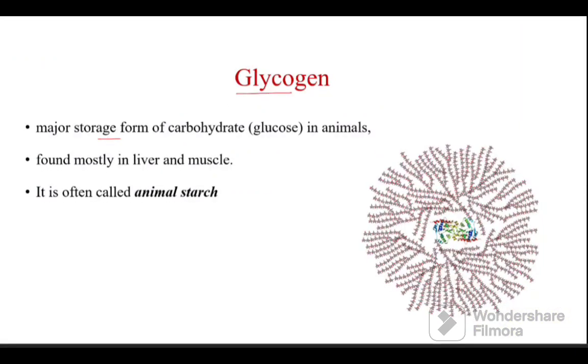Glycogen is the major storage form of carbohydrate in animals. So it is often called animal starch, because similar to starch, which is the storage form of carbohydrate in plants, glycogen is the storage form of carbohydrate in animals. Glycogen is found mostly in liver and also in muscle.